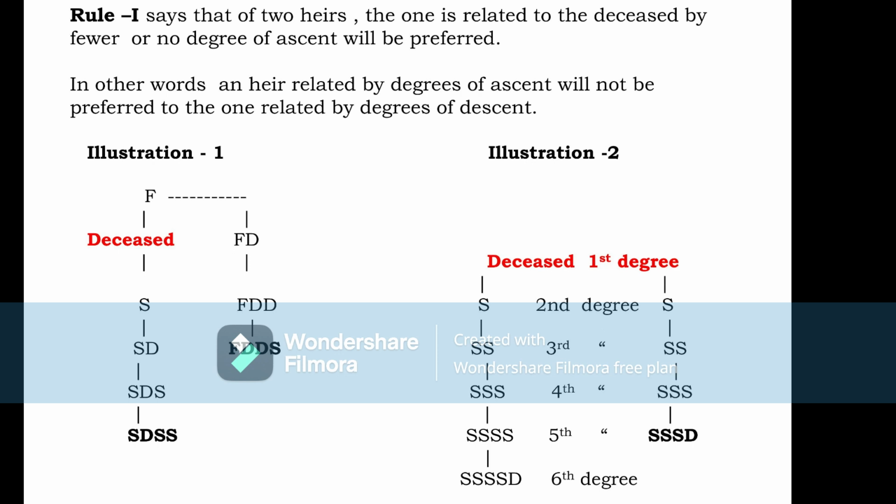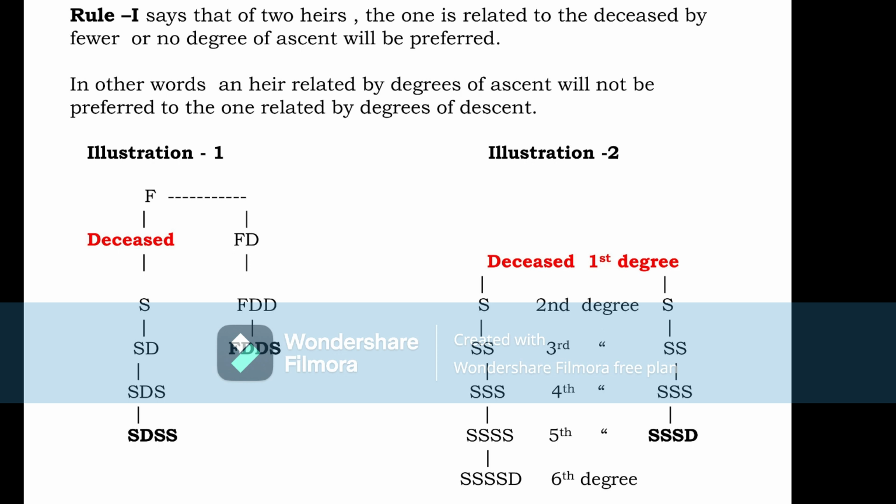Illustration 2. There is no degree of ascent at all. There are two heirs, both descendants only, both agnates. According to rule 1, the one fewer in degree will be preferred. The intestate, the deceased, is the first degree. Son is the second degree, son's son is the third degree, then the fourth degree, then the fifth degree, and one heir, the son's daughter, is in the sixth degree.